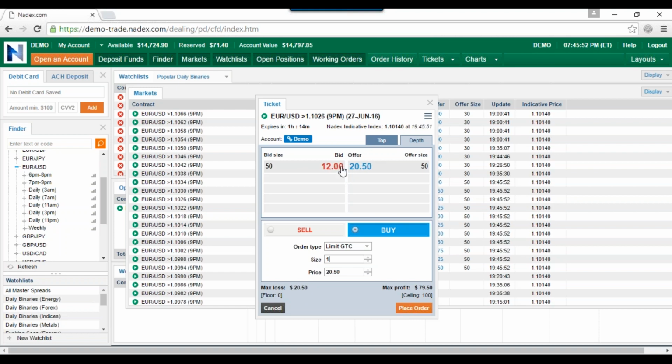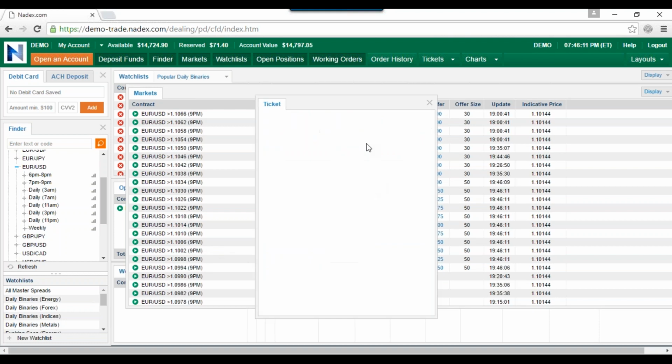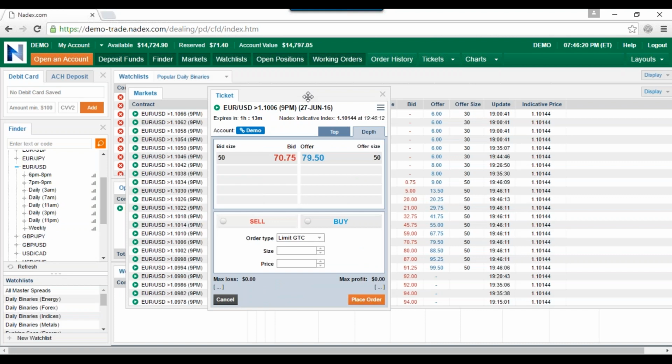Because I'm basing this off emotion, I would rather take a 16% probability trade and only risk 20 bucks, right? Because I don't want to take a 75% trade to risk 80 bucks. And that's where the problem comes in, correct? Everybody agree? That's where we get hung up between which binary we choose. Because do we go for probability or do we go for lower risk?